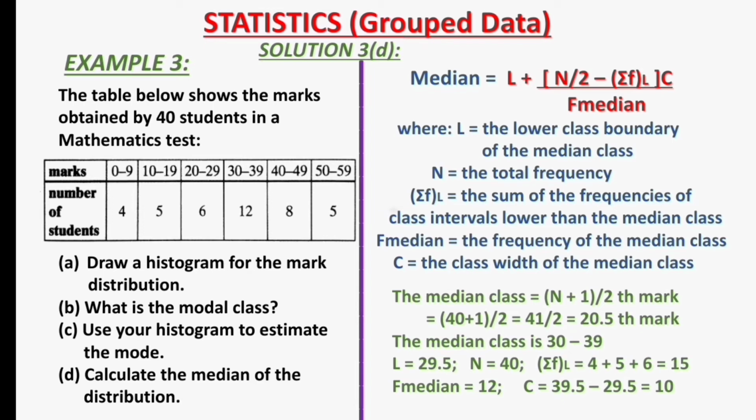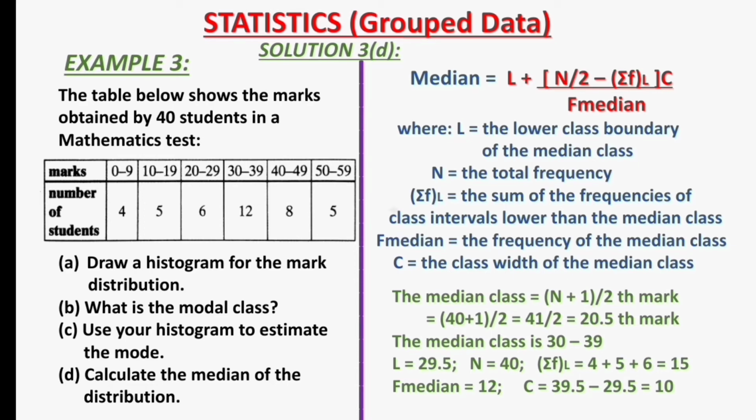That means L is equal to 29.5, N is equal to 40, the sum of F below is 4 plus 5 plus 6, which is 15, F median is 12, while C is equal to 39.5 minus 29.5, which is equal to 10. When you substitute these values into your formula for median and you calculate, what will be the median of the distribution?